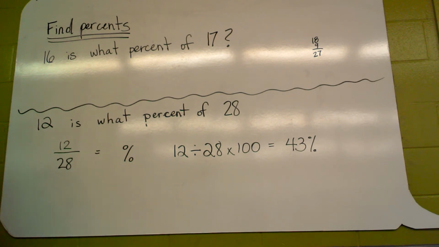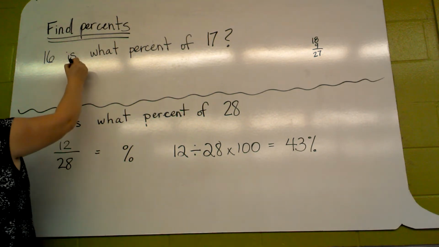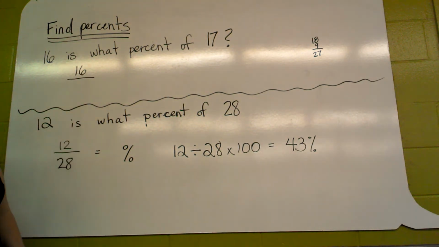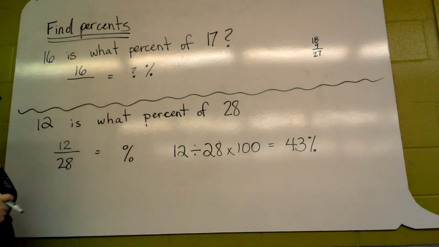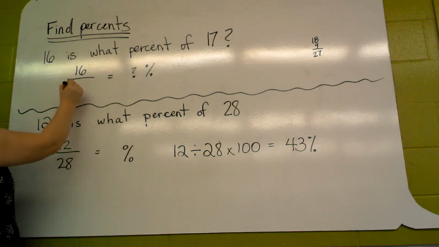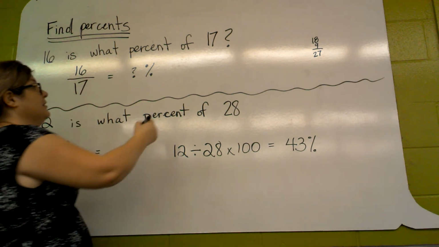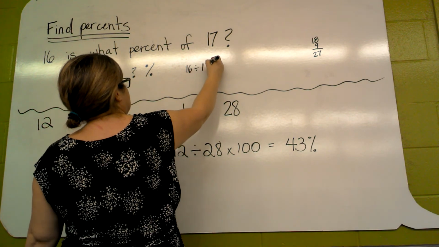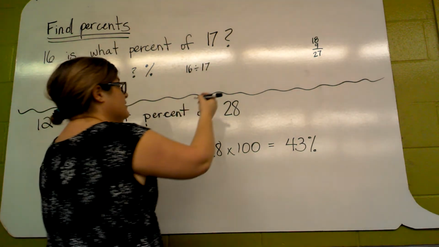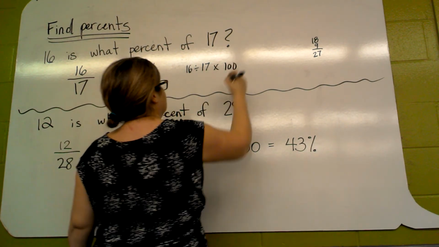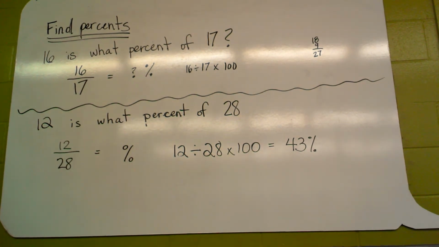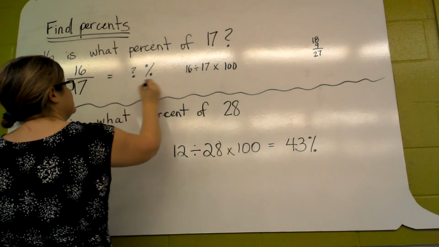What's my numerator? My numerator, 16. Very good. What are we looking for in the question? The percent. So the denominator, it is out of 17. Use your calculator. 16 divided by 17, and final step. Final step in finding a percent. Times by 100. Very good. I get 16 divided by 17 times 100, 94%.